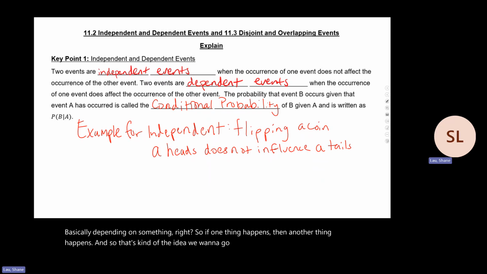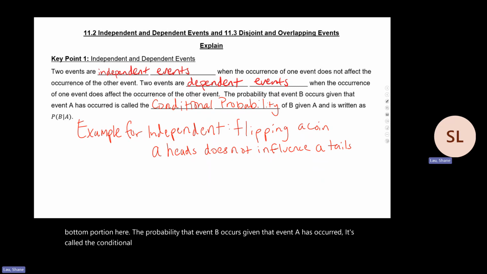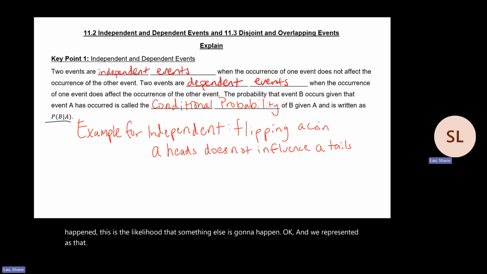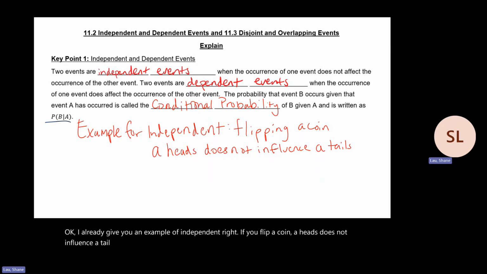Okay. And so we look at this bottom portion here: the probability that event B occurs given that event A has occurred is called the conditional probability. So it just basically means that because this thing happened, this is the likelihood that something else is going to happen. Okay, and we represent it as that. I already gave you an example of independent, right? If you flip a coin, a heads does not influence a tails, so that's not going to be dependent. It's going to be independent. They're completely independent of each other.